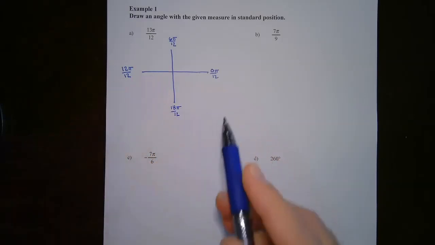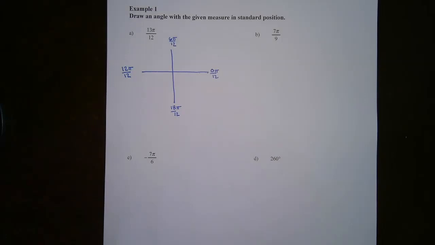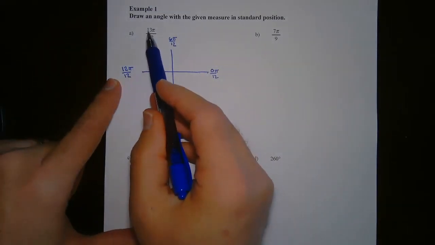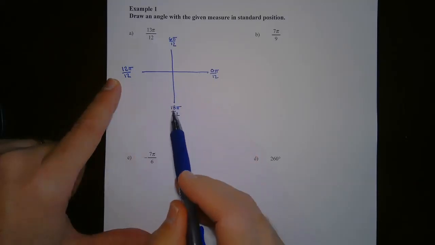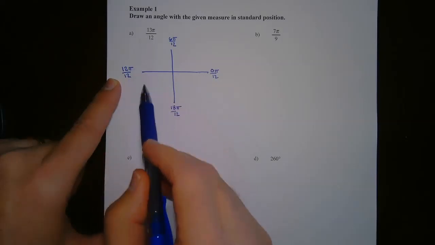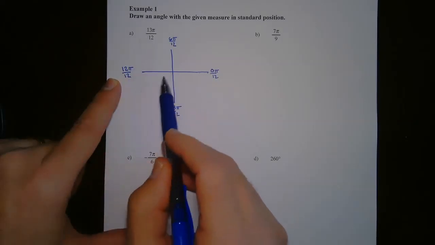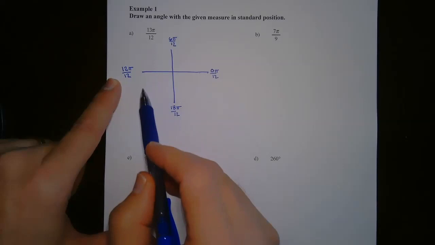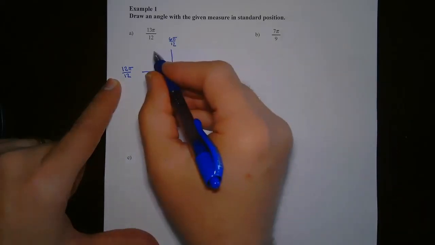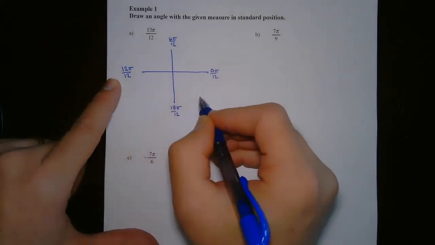Okay, so where is 13 pi over 12? And this is going to be important, okay? So right here is 12 pi over 12. I want to rotate 13 pi over 12. Well, right here is 18 pi over 12, and right here is 12 pi over 12. 13 pi over 12 has to be down here in this lower left quadrant, right? Quadrant numbers: this is quadrant 1, quadrant 2, quadrant 3, and quadrant 4, okay?